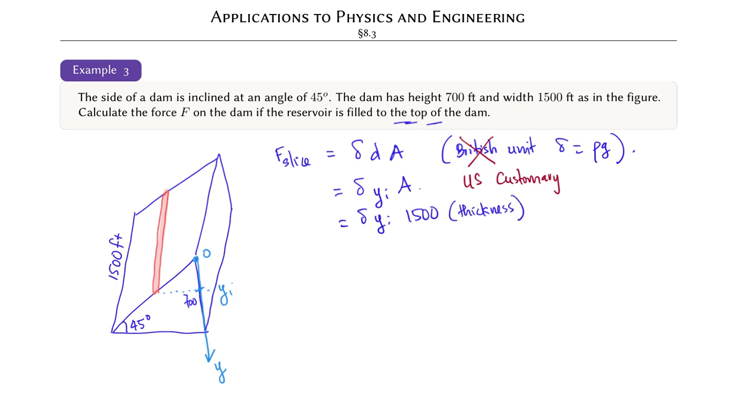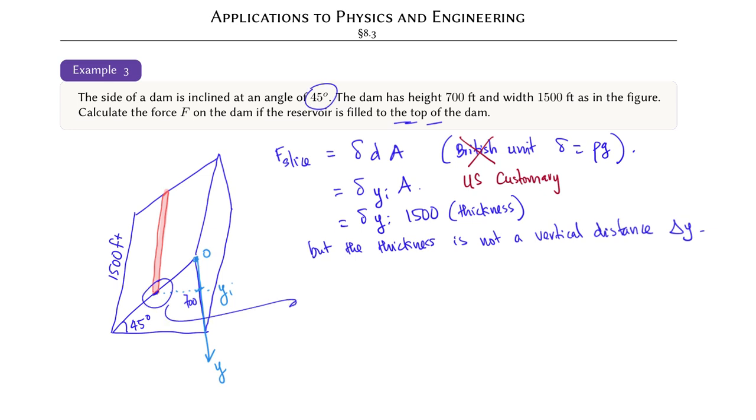But because the surface is inclined at an angle of 45 degrees, the thickness is not the vertical segment delta y. The thickness is the slant inclined segment. It is the hypotenuse of a right triangle. If we zoom in, we will see that the thickness is the hypotenuse of the 45 degrees triangle with the leg delta y, and therefore the other leg is also delta y.